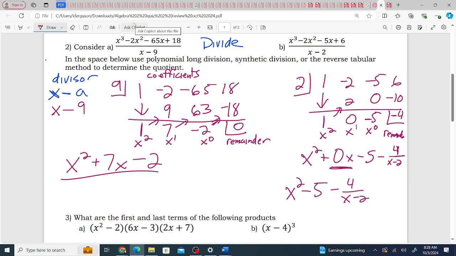Because I'm erasing one of them. Which one is erasing? First or second? Okay, first is going bye-bye.